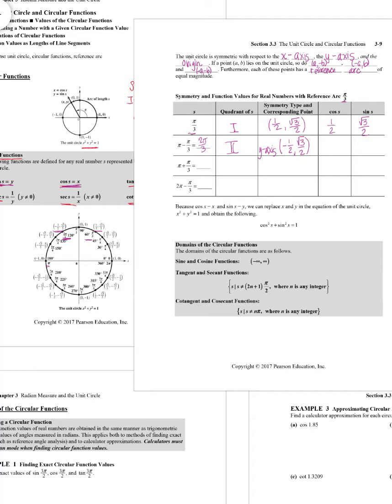The cosine of s is the x value, so that's -1/2. And sine of s is the y value, that's √3/2.